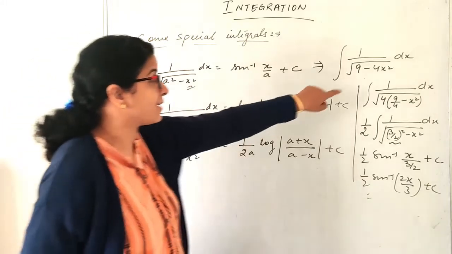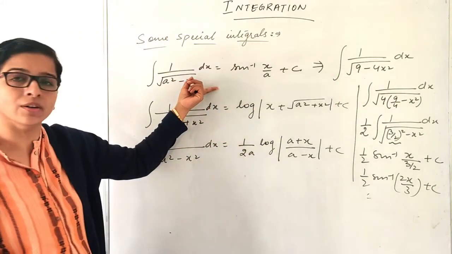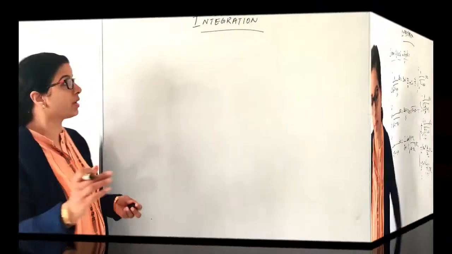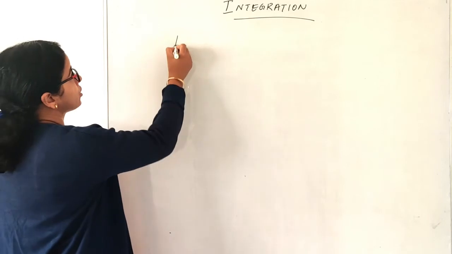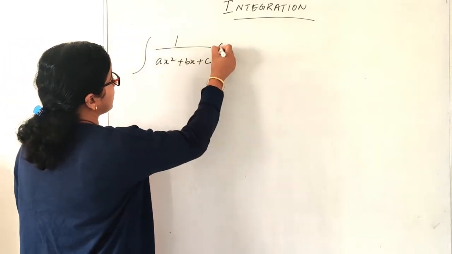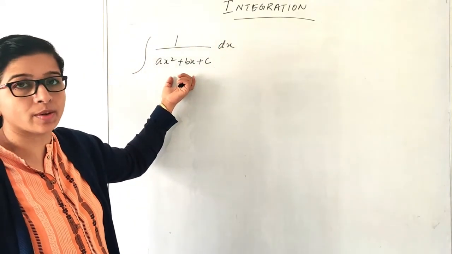So if it is given in this form, first make it in the standard form and then you can apply the formula. Is that clear? Now let us move to the next section of substitution. So now let us talk about the integration of kind ax square plus bx plus c dx. If we have this kind of integration, how can we solve it?